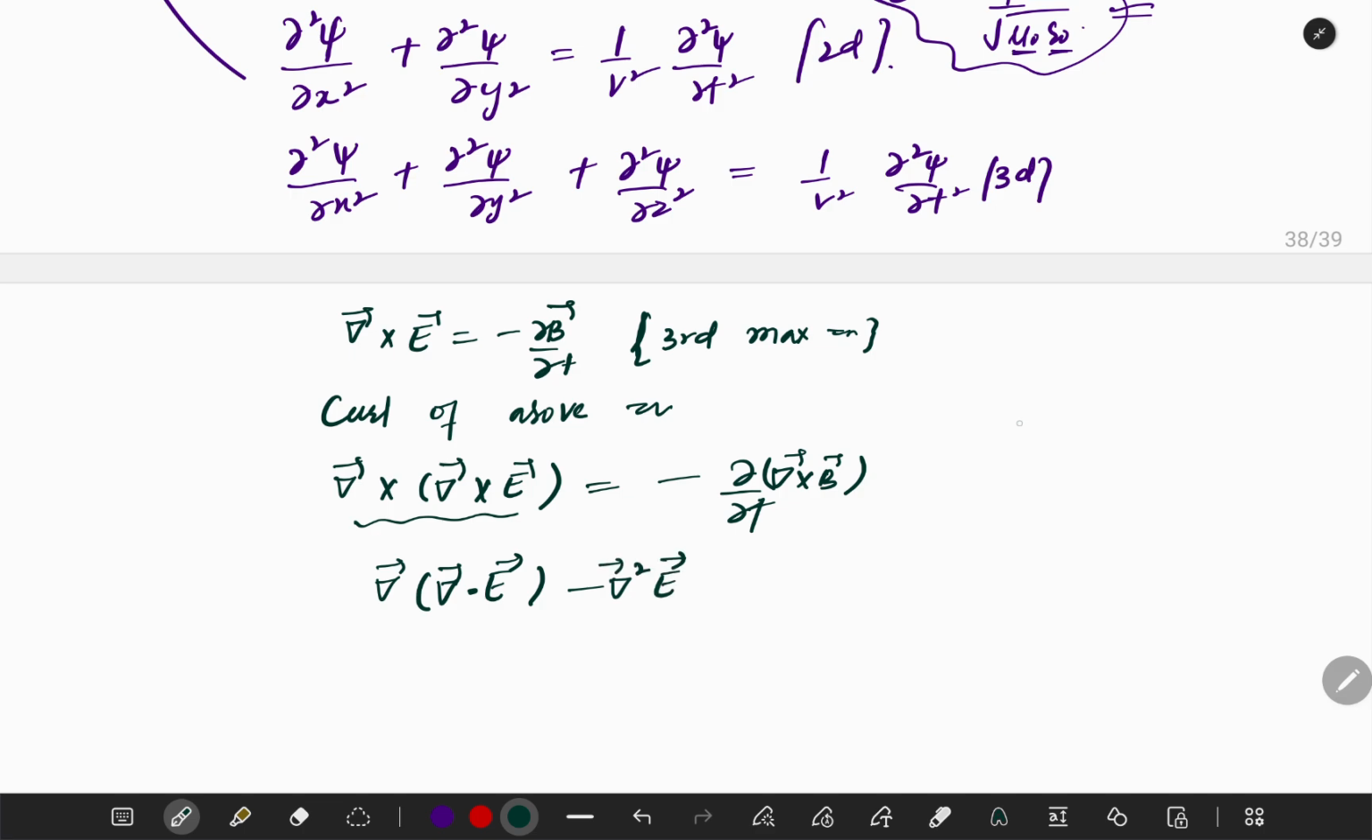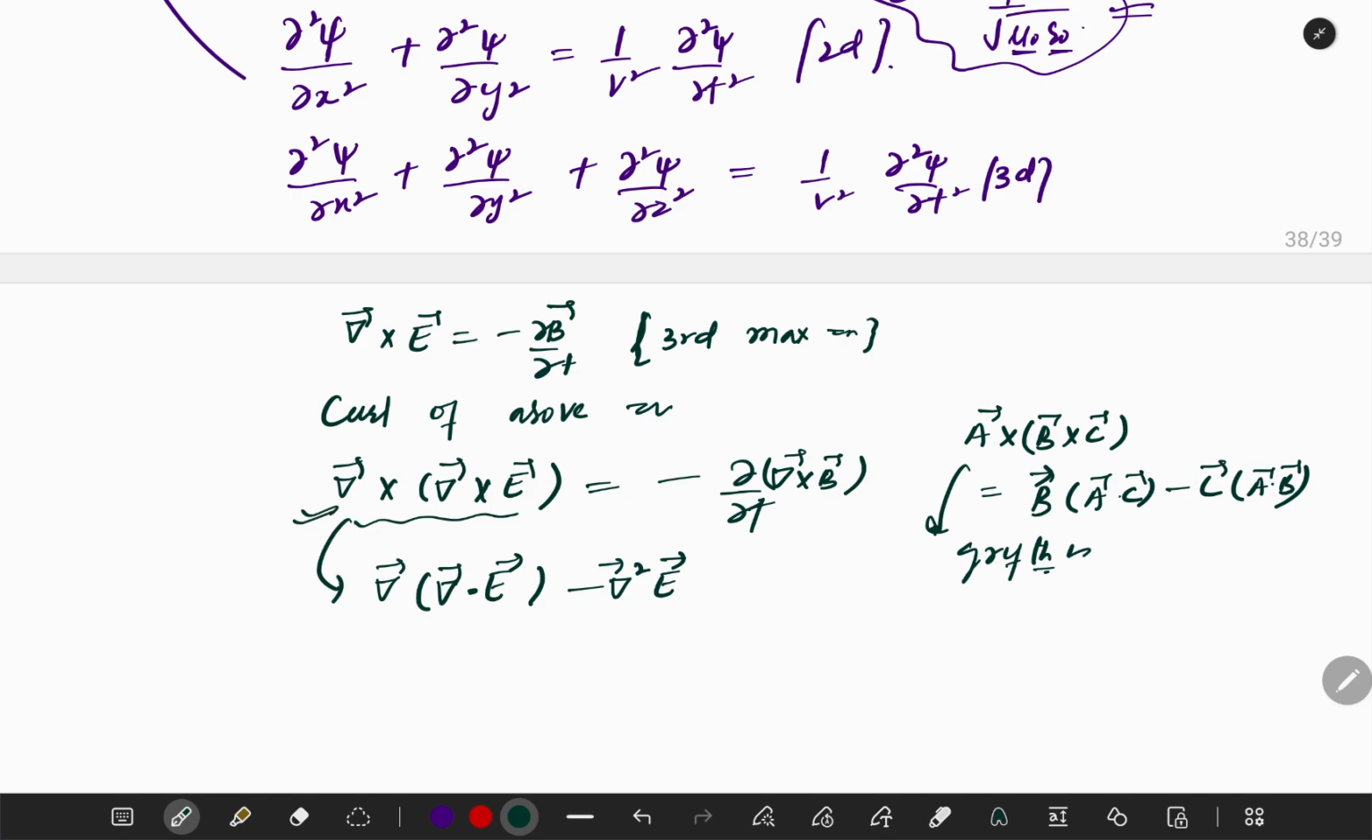There is a rule called A cross B cross C, that is equal to BAC minus CAB. You can refer to Griffiths, he has given a bit of detail about this. But remember this. You can apply it here, and it transforms this way. So finally it becomes this.